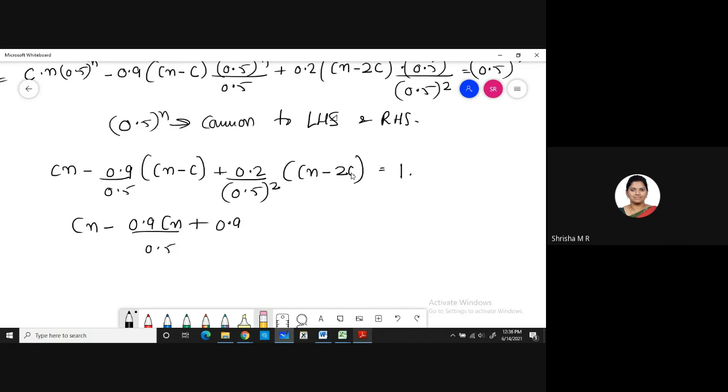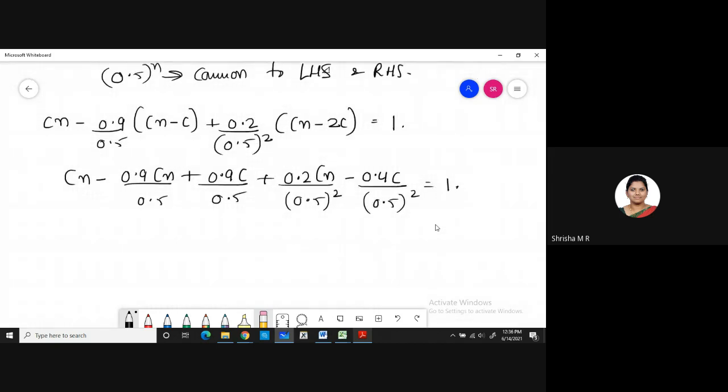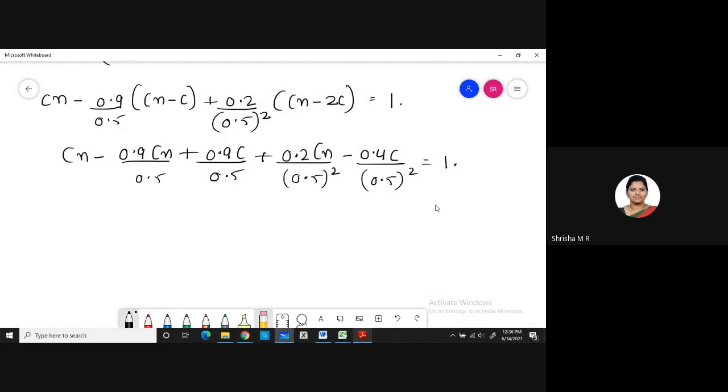Plus I have 0.9 C by 0.5 plus 0.2 Cn by 0.5 whole square minus 0.4 C by 0.5 whole square, which is equal to 1. Got it, everyone? I have just multiplied this with this. 0.9 by 0.5 Cn plus 0.9 C by 0.5 plus 0.2 by 0.5 whole square into Cn minus 0.4 by 0.5 whole square is equal to 1. Got it? Clear?